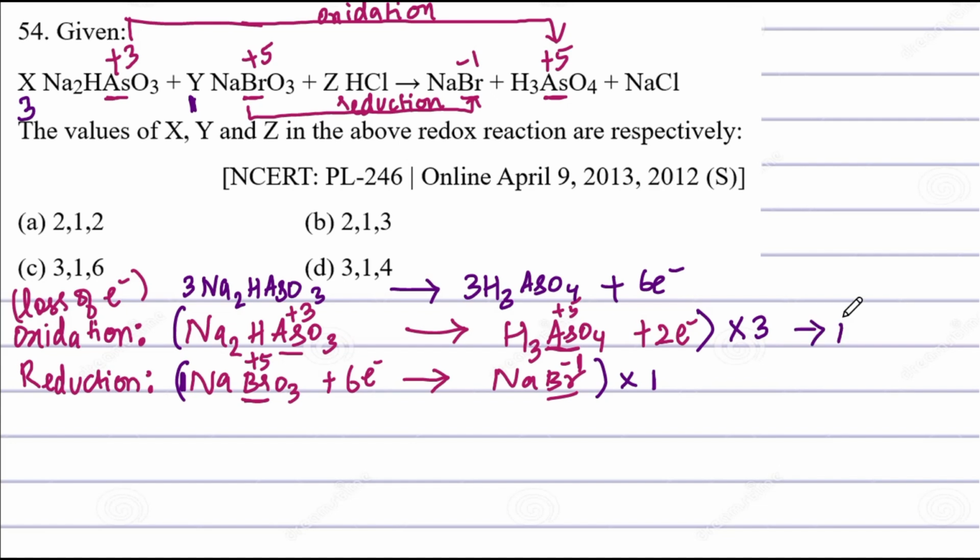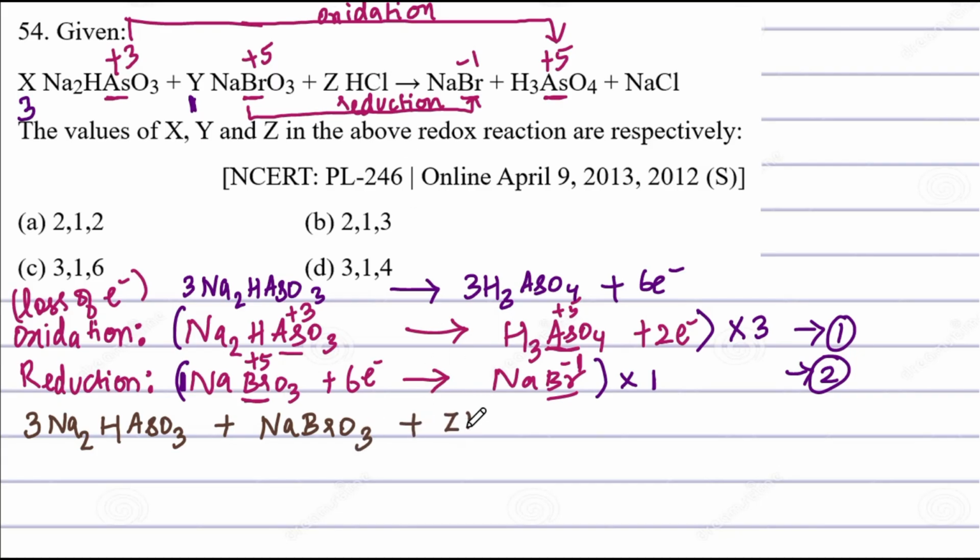So you can add the two equations 1 and 2. The value of x is 3, so 3 Na2HAsO3 plus the value of y is 1, so it is just NaBrO3. Then you have z HCl, which gives NaBr. The coefficient of NaBr is also 1, plus H3AsO4, which has the coefficient 3. So here you have to write 3 H3AsO4. Then another compound given is NaCl.